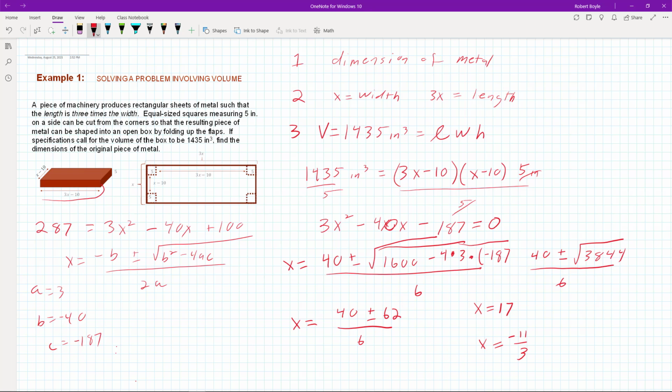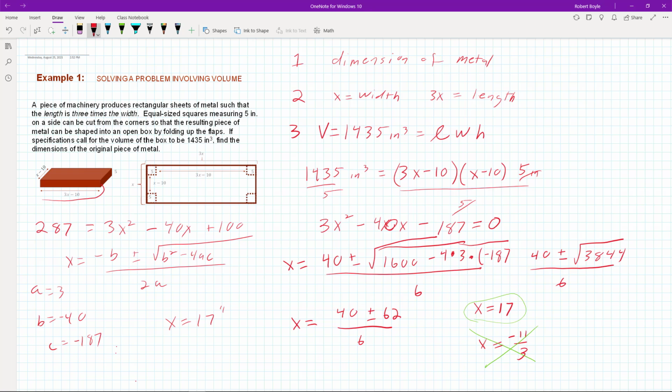Now notice here that our length has to be a positive value. As a consequence, there is no way that this can be a solution. This is actually an extraneous solution. This is the only solution that's relative to the context of the problem. So our solution will therefore be x is equal to 17 inches.